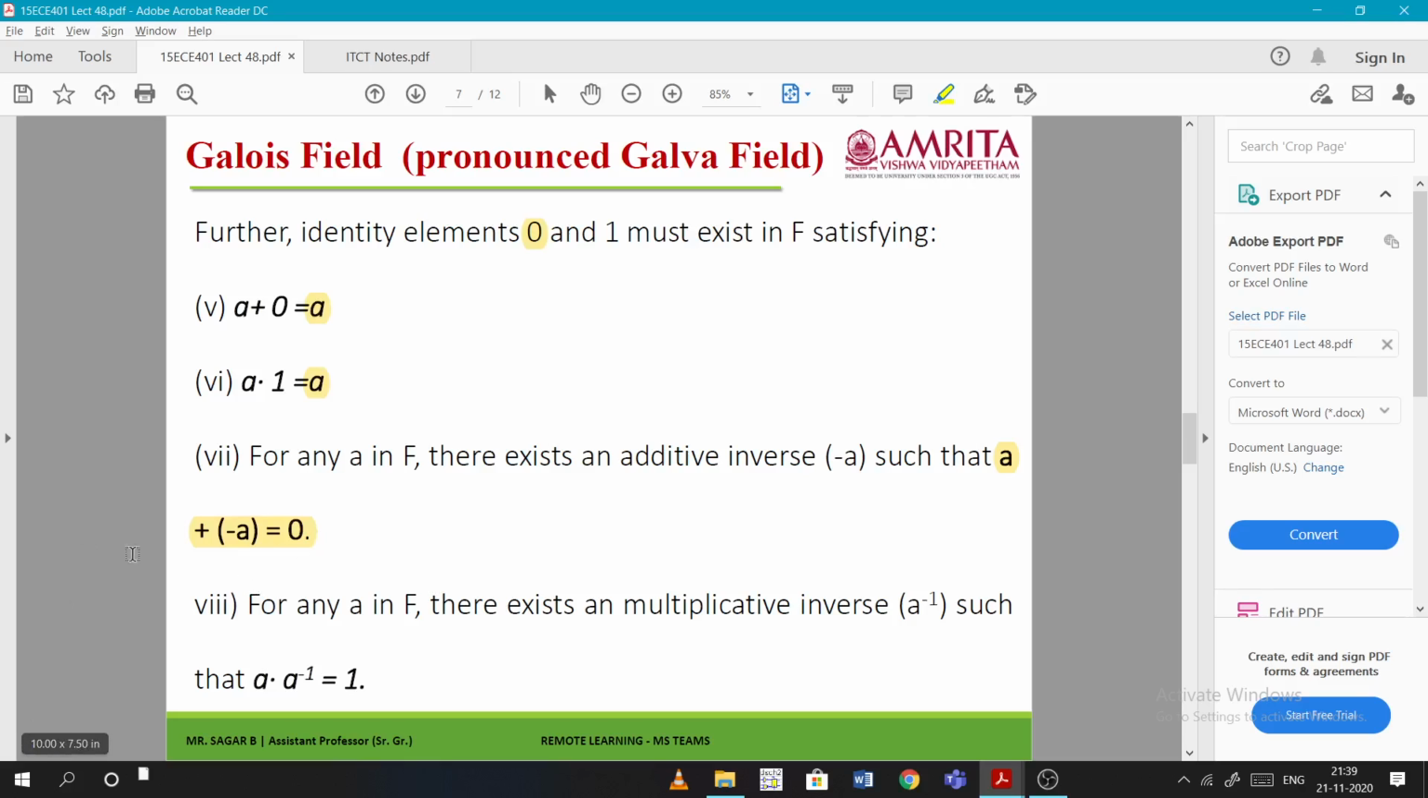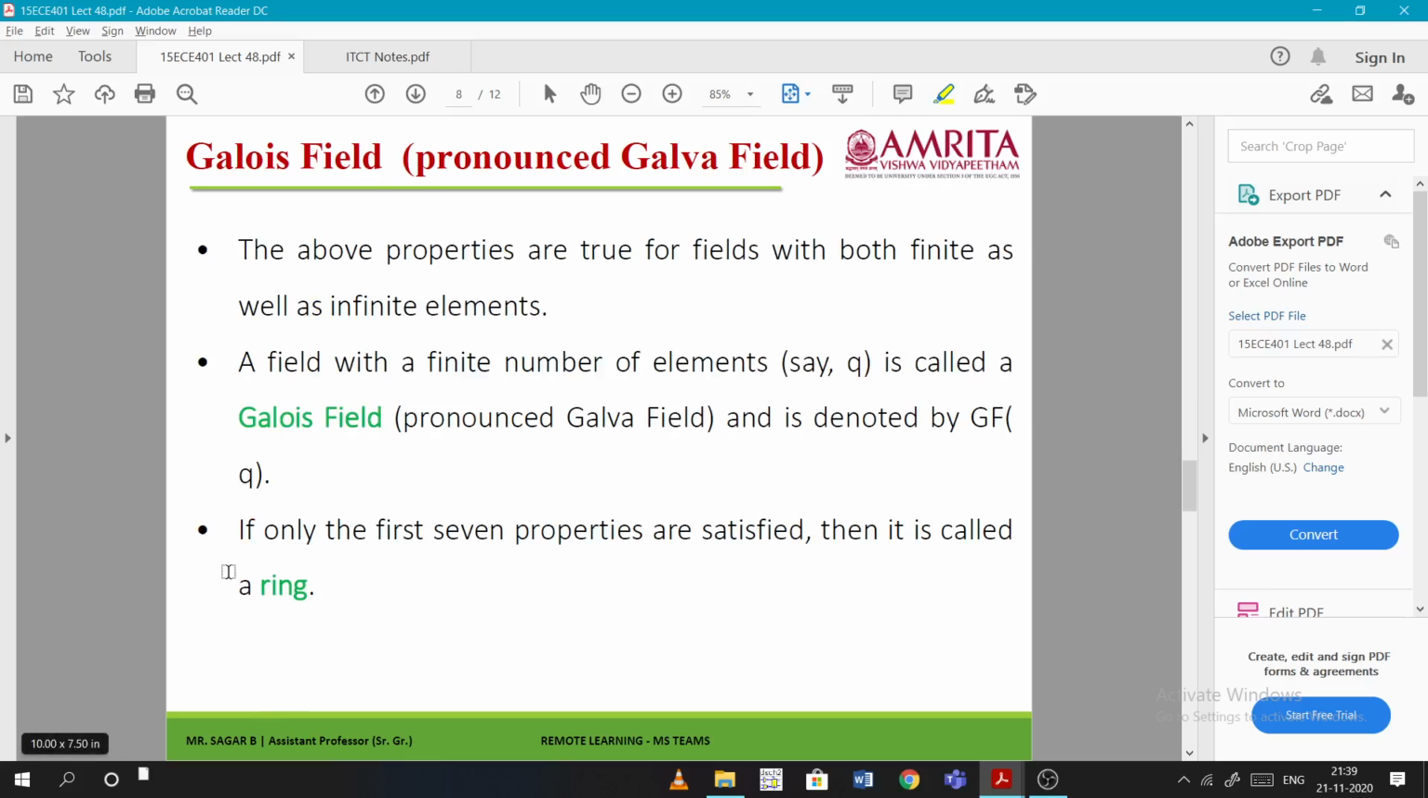But basically, since it is modulo 2 arithmetic, a plus a or a minus a will result in 0 only. There is no such significance for plus and minus. Now for any a in F, there exists a multiplicative inverse a inverse such that a into a inverse is 1. So these are 8 properties.